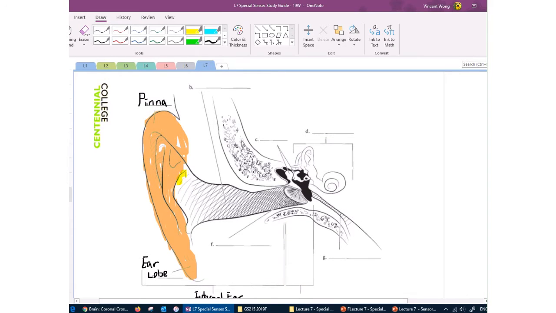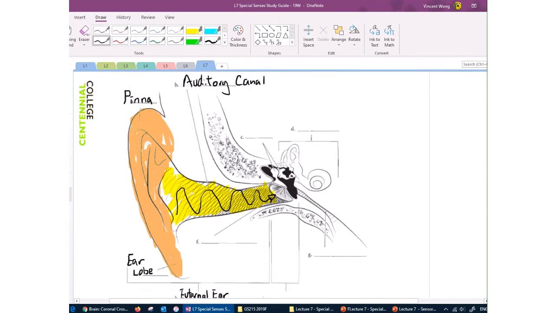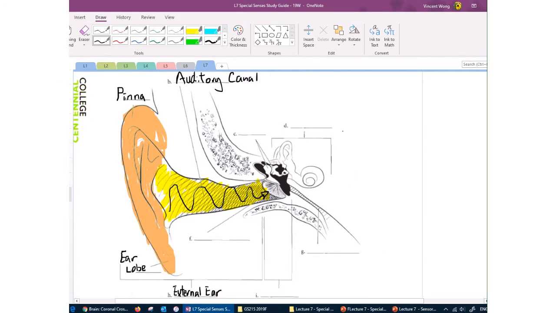And so this portion here, that is the ear canal. And of course, we have a special name for it. It's called the auditory canal. Auditory means sound, and it will direct the sound all the way towards your eardrum. So the pinna and the auditory canal are part of your external ear.